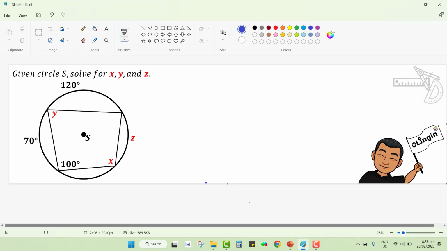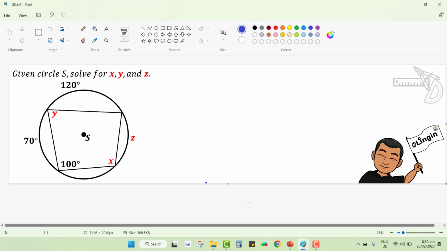Here in circle S, we are asked to solve the value of the unknown measurements for variables x, y, and z. In our given figure, we could also see an inscribed quadrilateral, and it is one of the most important concepts that we could draw here because there is a unique relationship among the angles or interior angles of a quadrilateral when it is inscribed in a circle.